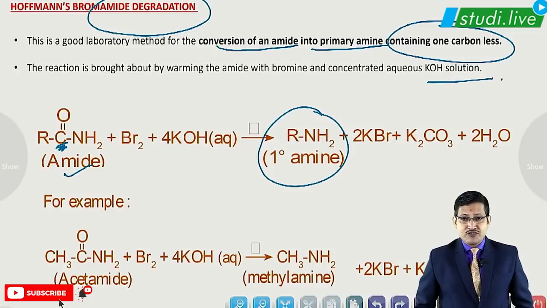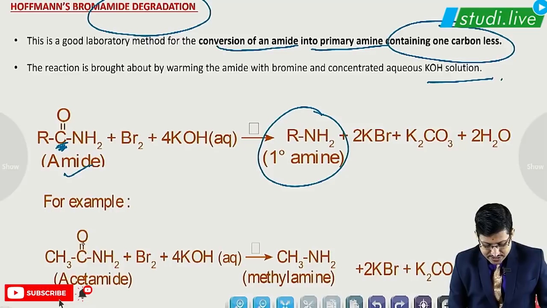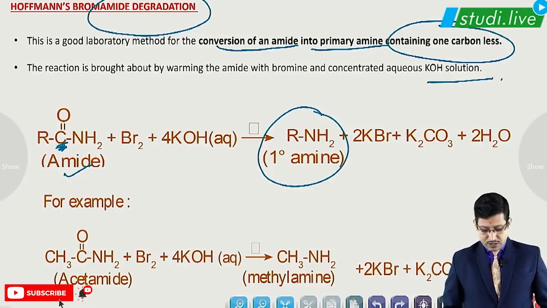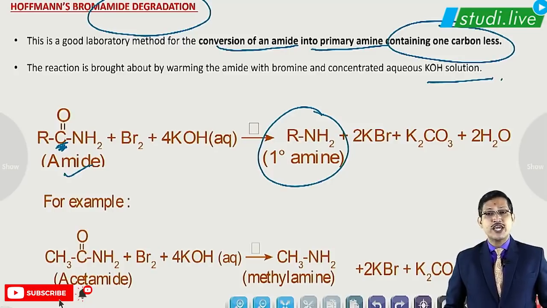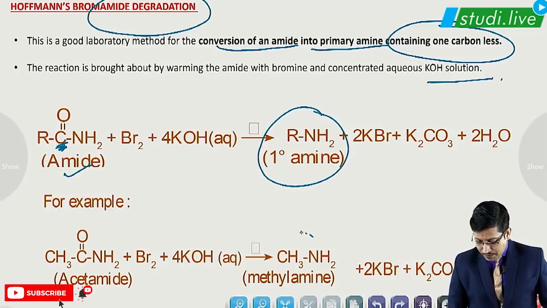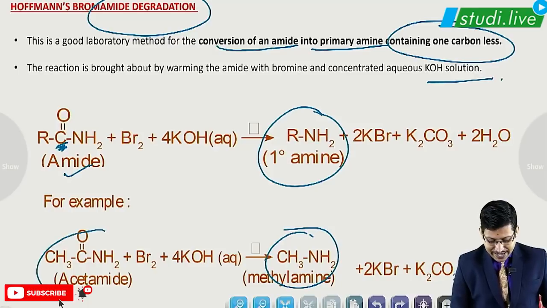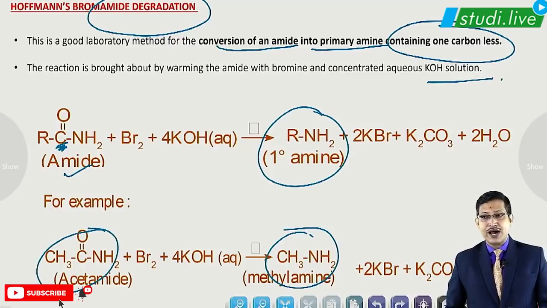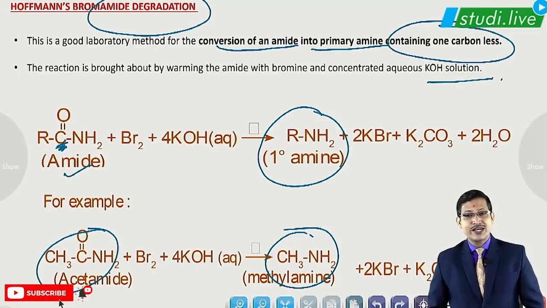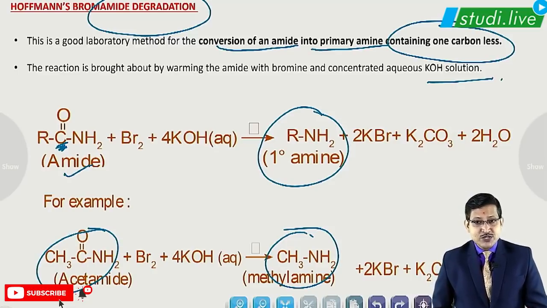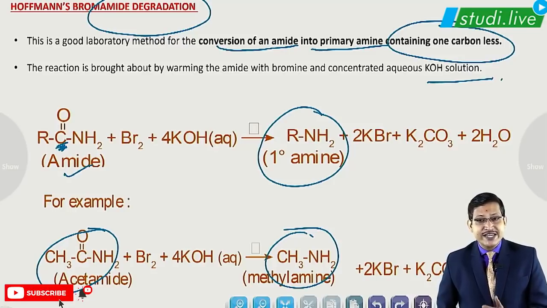Coming to the example of the same, CH3CONH2, that is acetamide, will combine with Br2 plus 4KOH. Now this acetamide has 2 carbons. The amine that is formed has 1 carbon. See this, acetamide has 2 carbons, but the amine which is obtained has only 1 carbon. This means 1 carbon is reduced, and this is what is called Hoffmann's bromamide degradation reaction. Now this will give you the byproducts as well.